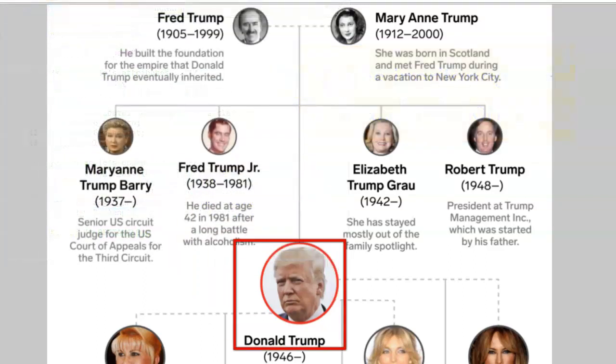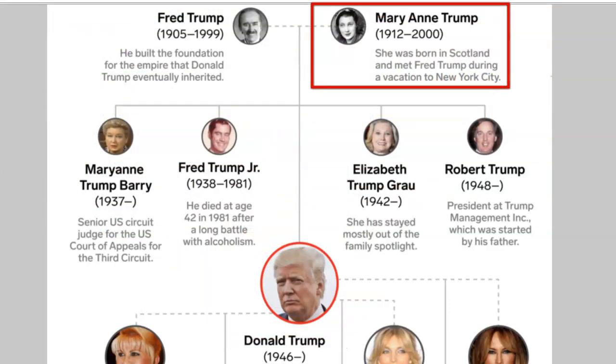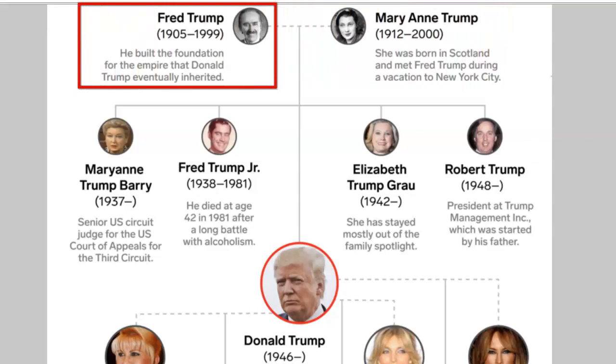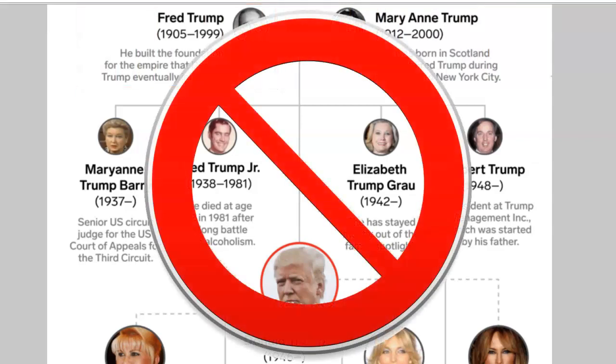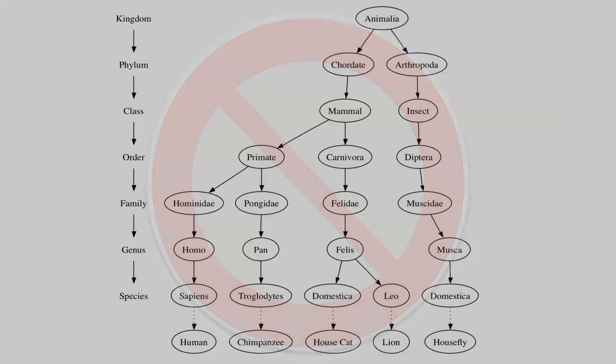In contrast, the family tree analogy does not work that way. Donald does not contain inside an instance of his parent Mary Ann, and it makes no sense to say that Donald is Mary Ann, or Donald is Fred, for that matter. So which analogy could you use instead?